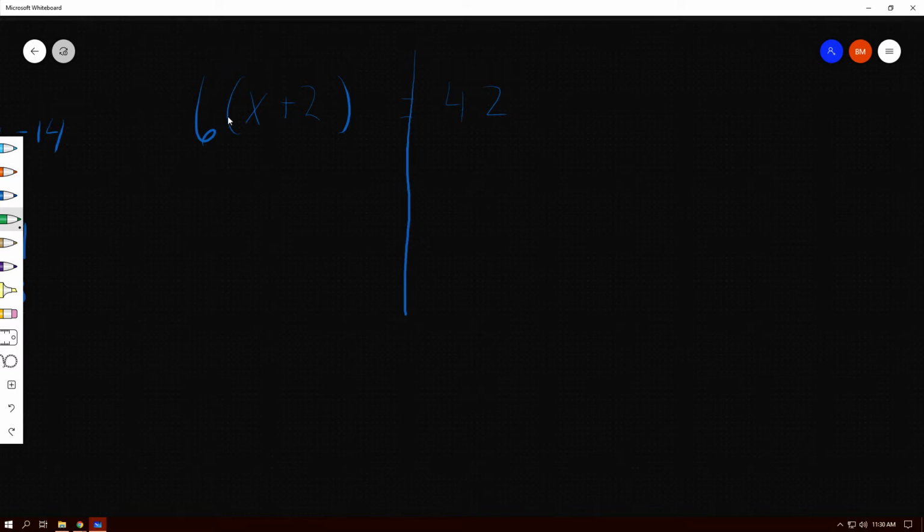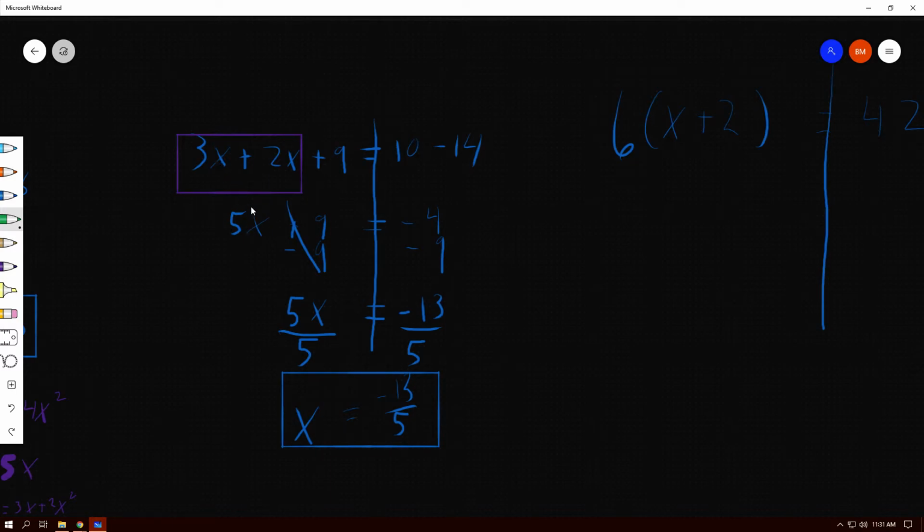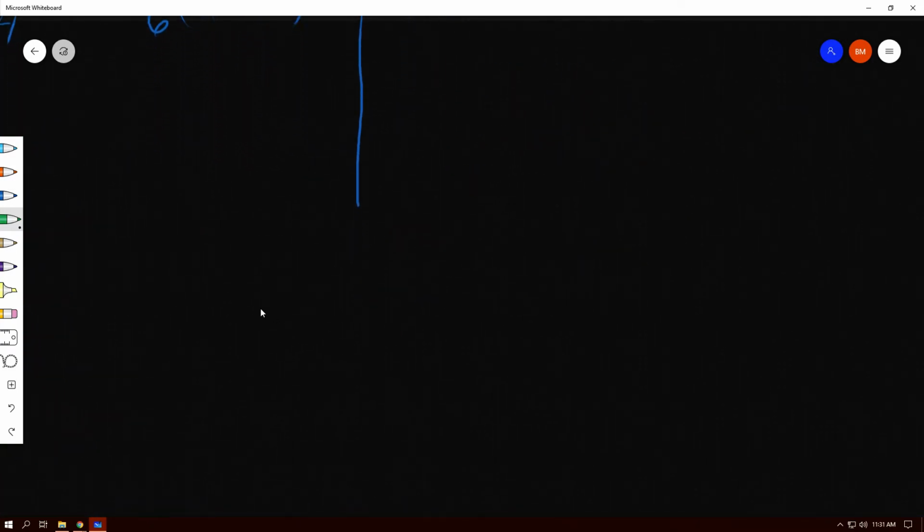How do I simplify this? Well, what we have is a parentheses that has an x plus 2. Then we have a 6 outside of it. There's no plus sign, there's no minus sign, there's no division sign, there's nothing. It's just right next to the parentheses. Well, we're going to call that multiplication. Just like this 5x, this was a 5 times x. All right, so when there's no sign between them, we're going to consider it multiplication.